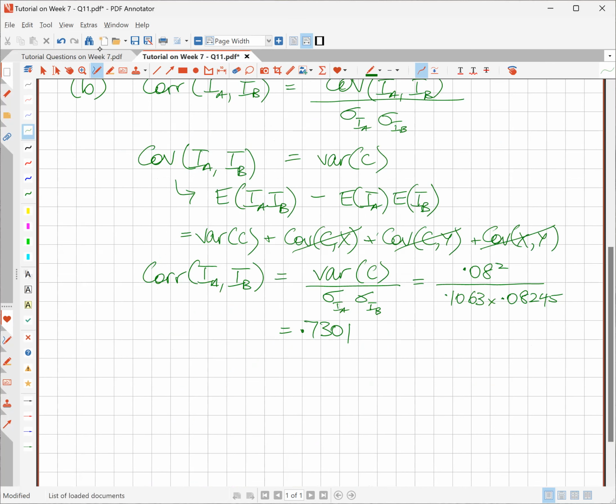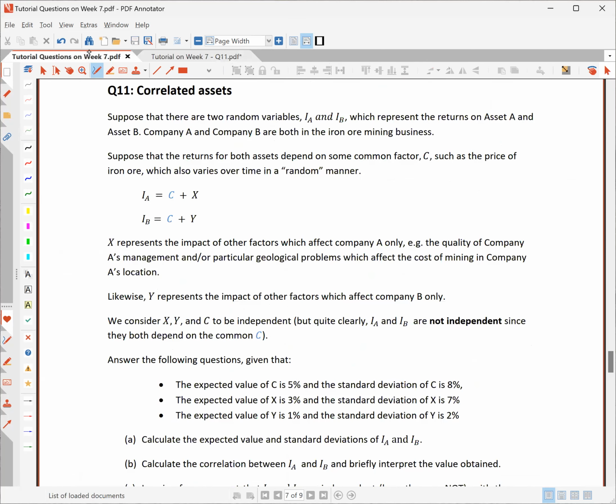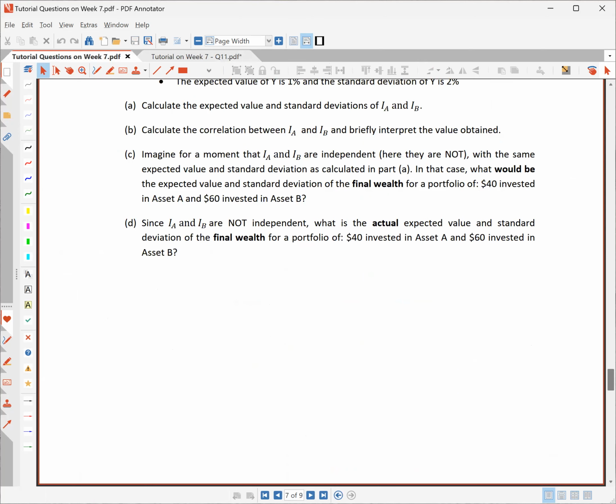Okay, let's refer back. That concludes question B. We were wanting to calculate the correlation and a brief interpretation of that value. Okay, now in part C, just for this part, we're imagining that IA and IB are independent, but leaving the expected value and standard deviation as calculated. And then we want to know what would be the expected value and standard deviation of final wealth for a portfolio of $40 in asset A and $60 in asset B.